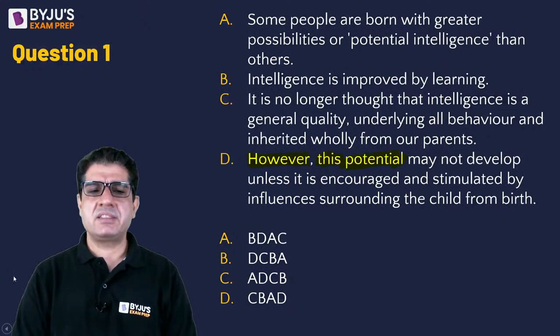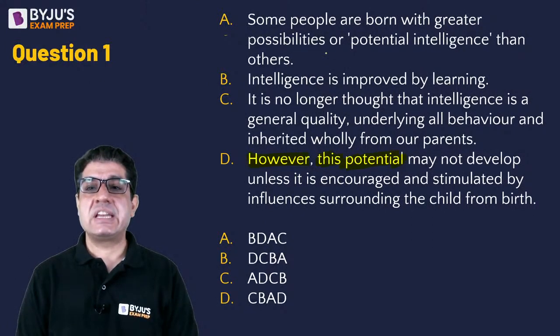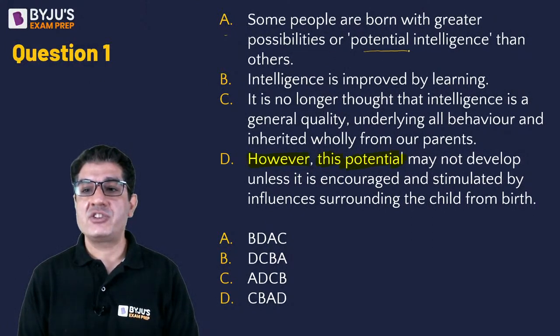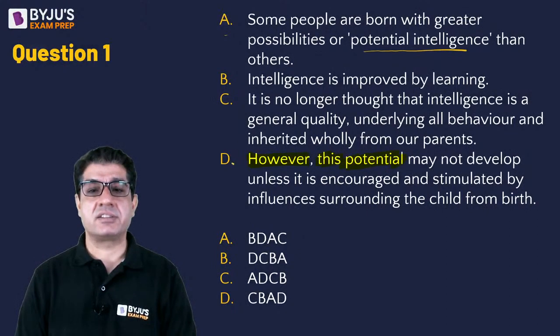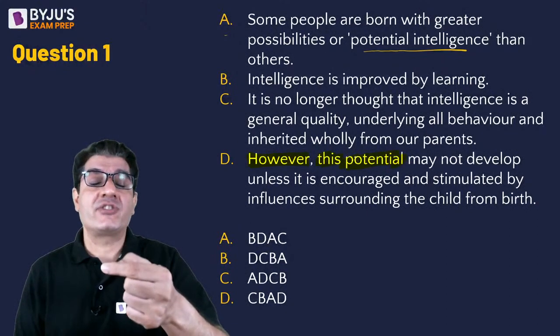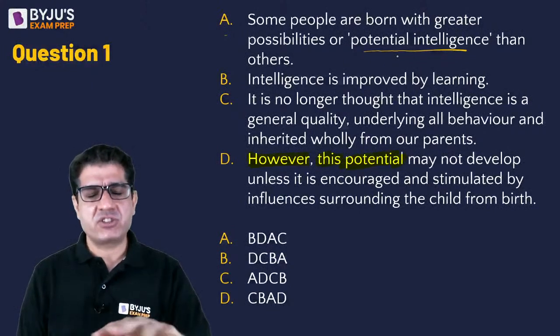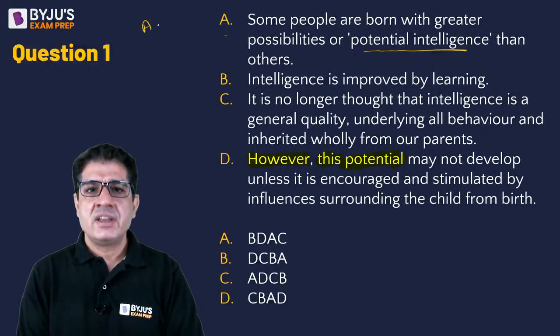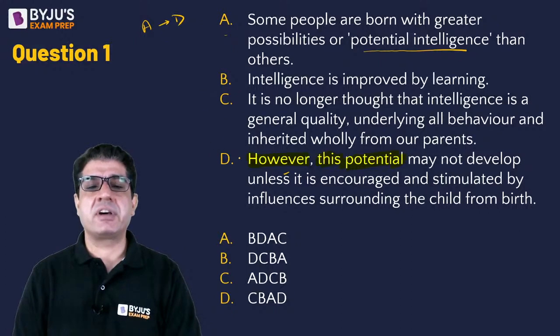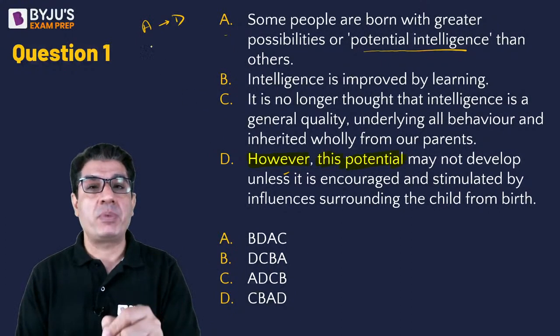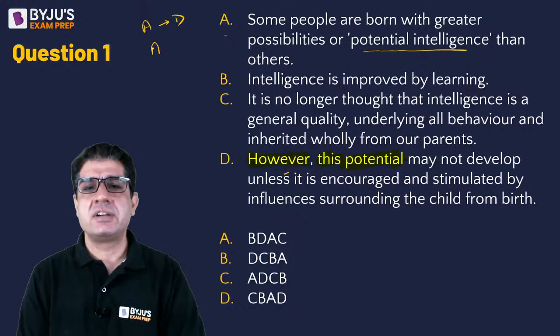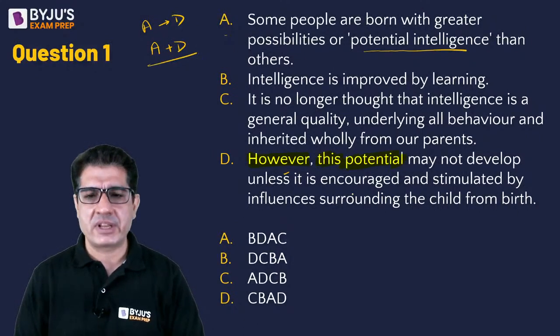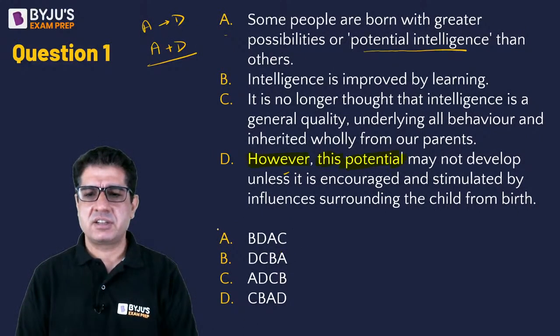If you combine these two, you'd realize A says some people are born with greater possibilities or potential intelligence than others. So now, "however, this potential." So this potential obviously has to come after A. And if I combine it with "however," I know that A has to be placed immediately before D. So we need to have A plus D. Option A does not have it, B no, C has it, D has it. So the answer has to be either C or D.